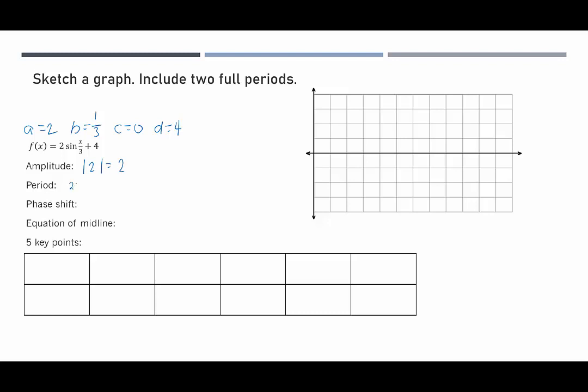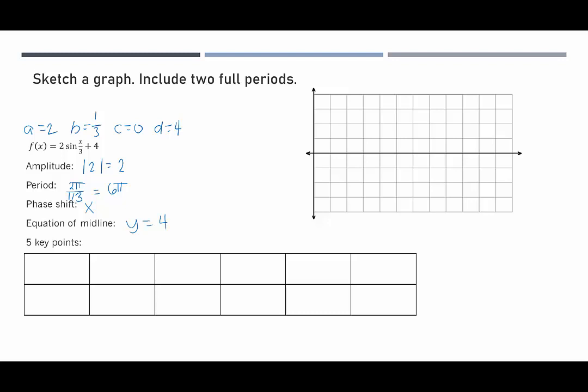The period is given by 2 pi over b. This would be 2 pi over 1/3. That would be 2 pi times 3. That would be 6 pi. The phase shift, since c is 0, we don't have to worry about that. And the equation of the midline is going to be y equals positive 4. Uh-oh. I don't think my graph is suited for this problem, is it? Oh well, we'll make do with what we have.